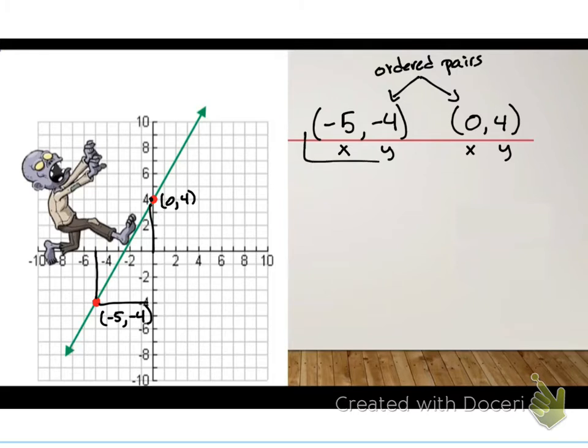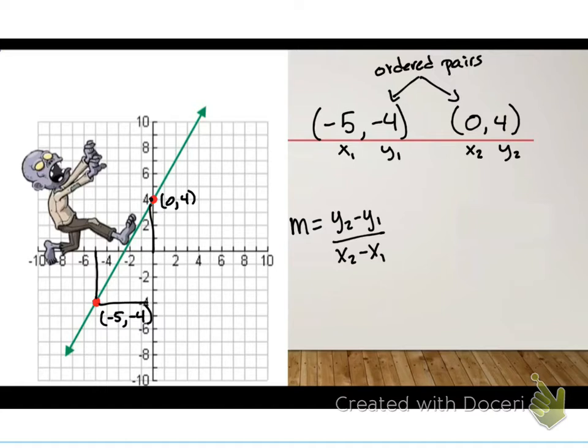This ordered pair is the very first one, so I'm going to label them x sub 1 and y sub 1. So x1 and y1. This next ordered pair, that's the second one, so I'm going to name them x2 and y2, or x sub 2 and y sub 2. Okay? And that's going to help me know where I'm going to put them in my equation. So I have slope is equal to y2 minus y1 over x2 minus x1.